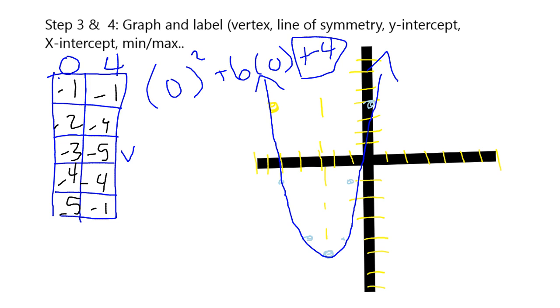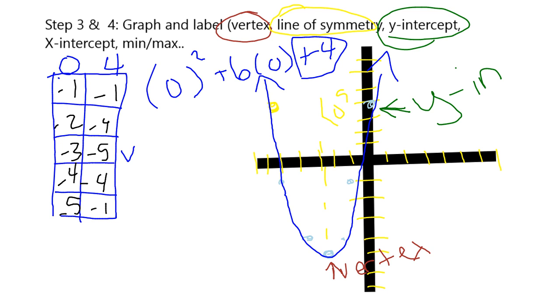Okay, so now the last step is to label. And there's a lot of different things to label here. So as we do them, we're going to check them off. The first one is the vertex. And the vertex is this point right here. So that's the vertex. And then the next one we're going to do is the line of symmetry. The line of symmetry is already in yellow, so I'm just going to put line of symmetry, LOS for short. Okay, the next one we want to do is the y-intercept, and the y-intercept is right here at 4.